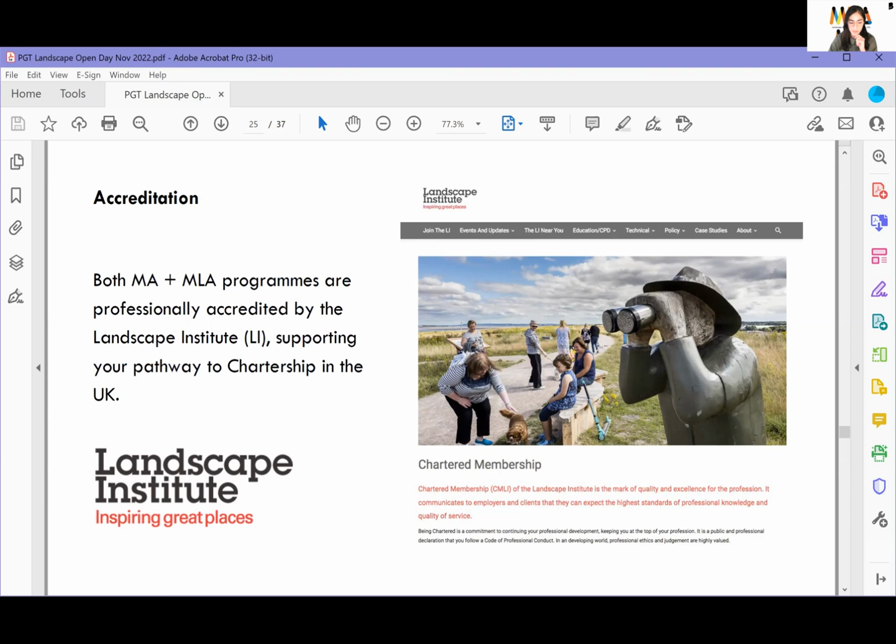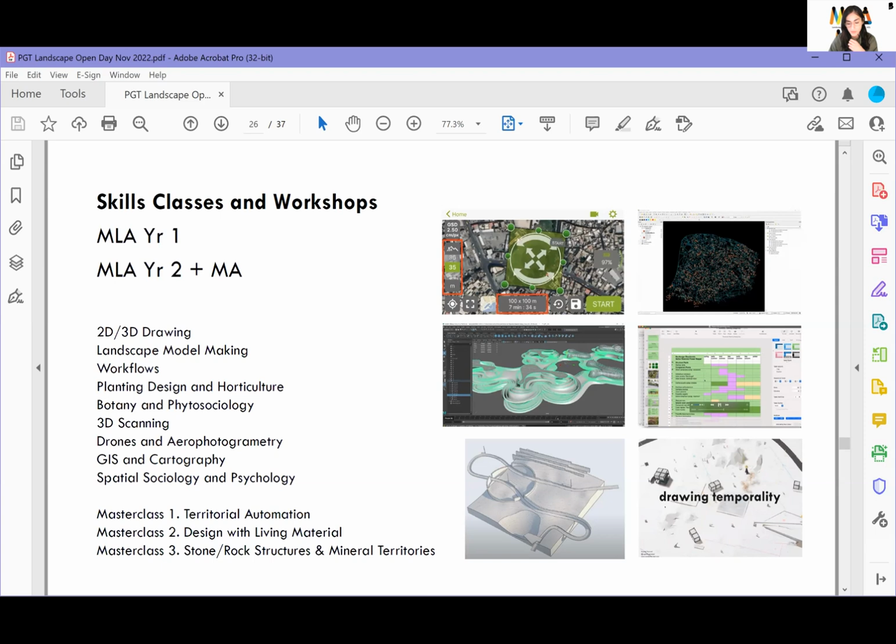We also have a skills module. Again, this is not assessed. It's a supplementary way of delivering skills to you. These are stretched out throughout the year, either weekly or fortnightly, depending on the time of year. And they start very introductory.